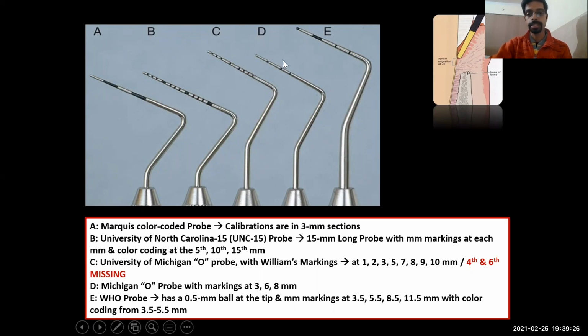Now coming on to D, it is the Michigan O probe having markings at 3, 6, and 8 millimeters. Now E is the WHO probe.